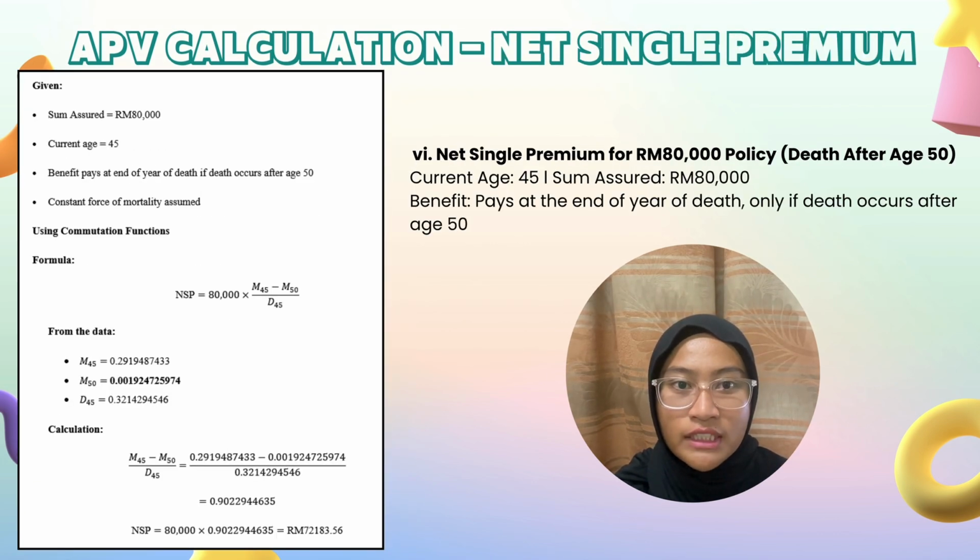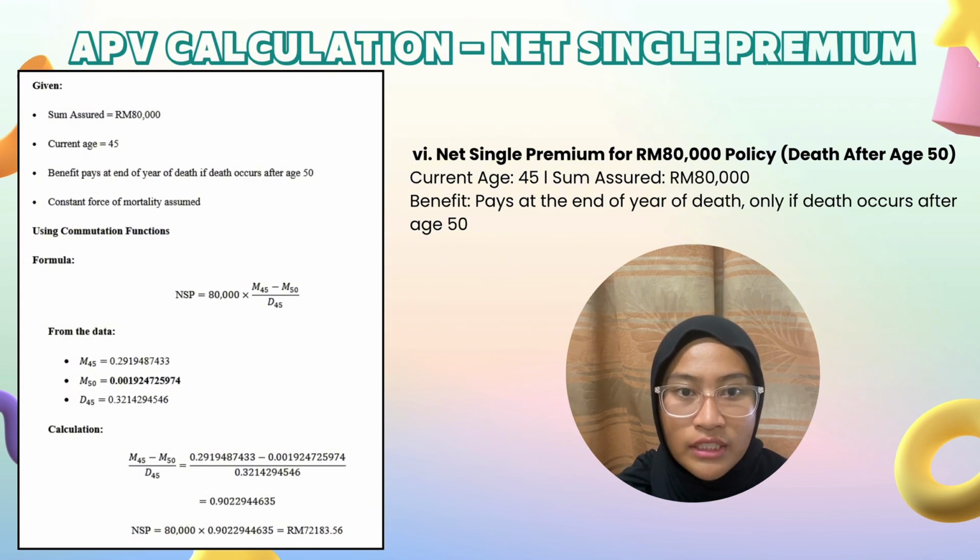The final product valuation is a net single premium for an RM80,000 policy that pays at the end of the year of death, but only if death occurs after age 15. The current age is 45. Using our formula with M45, M15 and D45, the ratio is 0.9023.